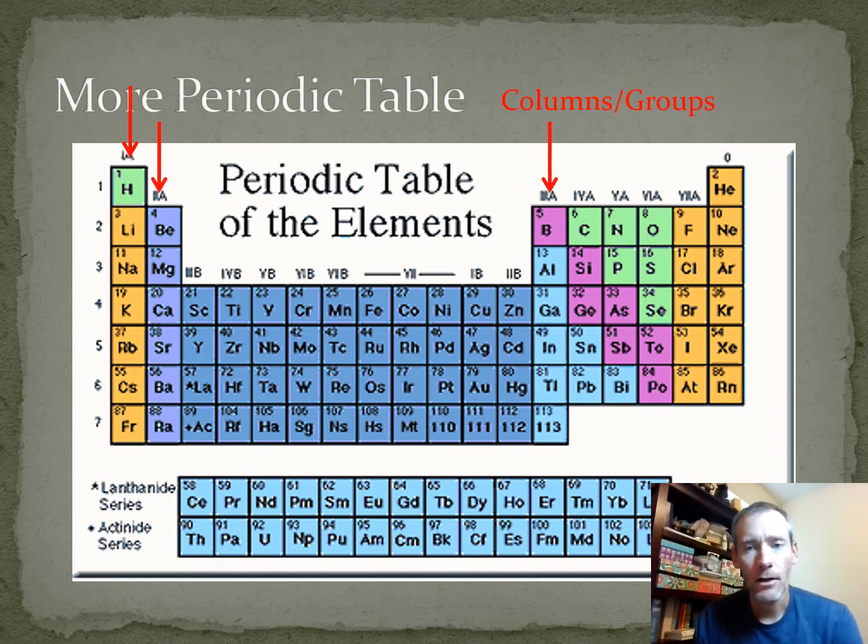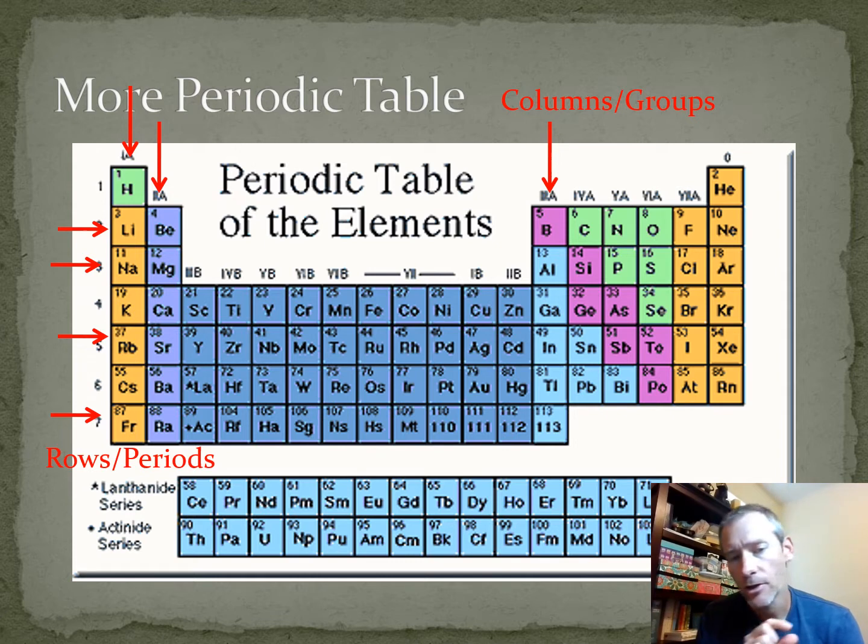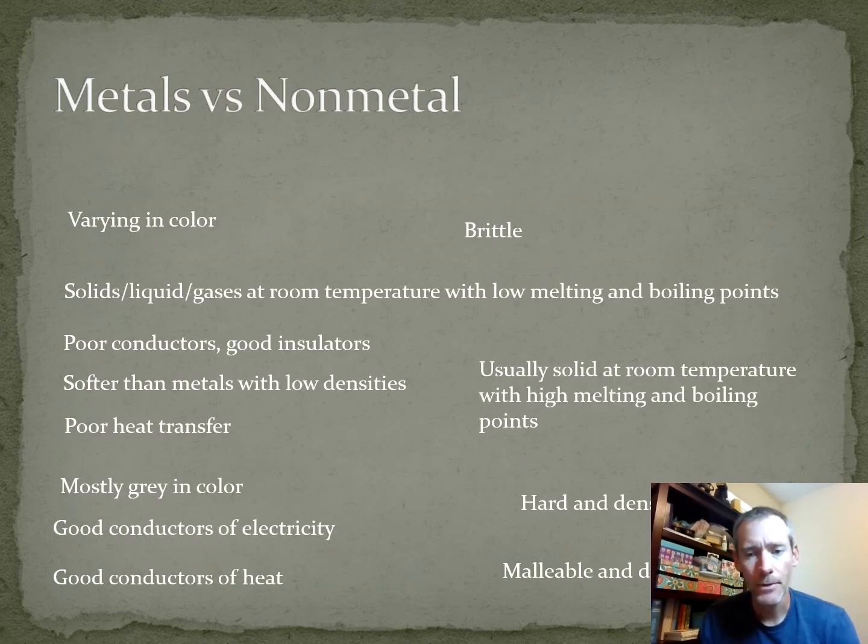Okay, we have columns and groups. So the columns and groups are the families. That's the up and down. And then we have periods, which are called the rows, and those are just the number of their energy levels. So we talked about that earlier this year. Here are some properties of metals and nonmetals.